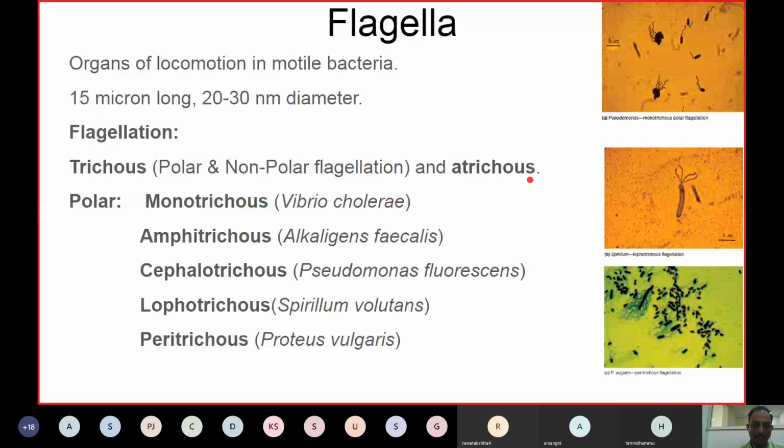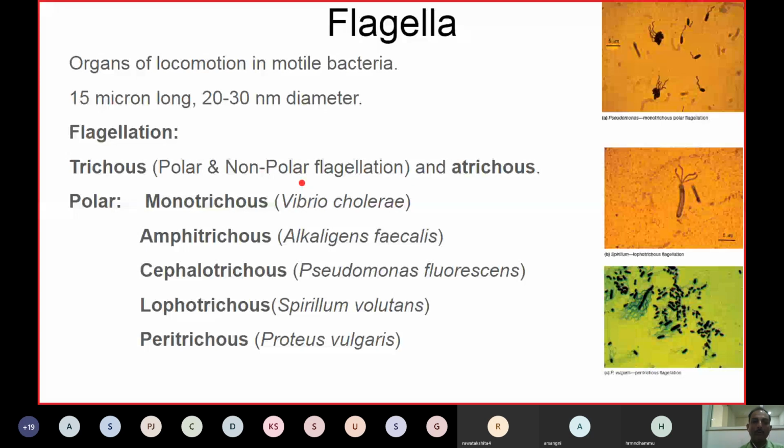Where is the position or location of the flagella? For example, this is a bacilli, you can see this diagram, right? This is a bacilli and you can see the flagella which is present at one pole, more than one flagella at one pole. So if it is present at poles, then it is known as polar, but if it is present all over the surface, then it is non-polar.